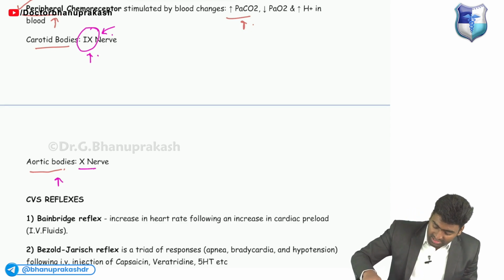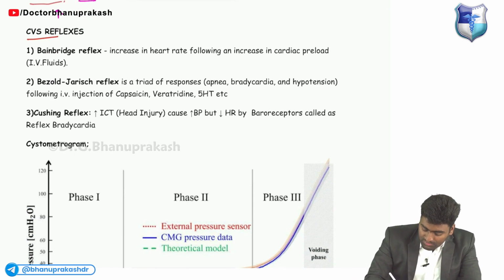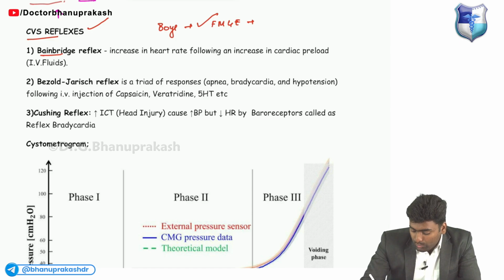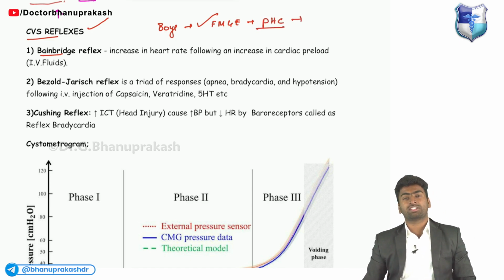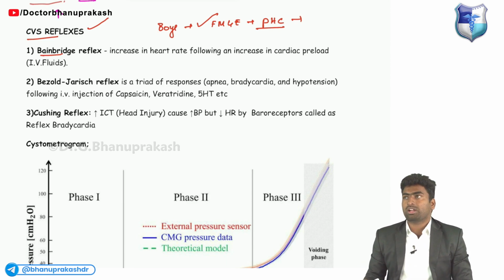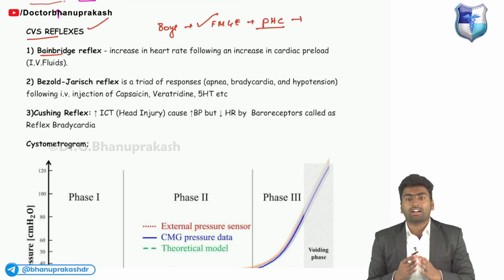Fine. Then about a few reflexes. The first one is the Bainbridge reflex. For example, say an 80-year-old female. You passed your FMGE examination and you are doing your internship, allotted to a PHC. In the PHC, an old-age female asks you to give fluids because she is feeling weak. But you refuse because you know the Bainbridge reflex concept, and you know that giving more fluid can cause cardiac decompensation.